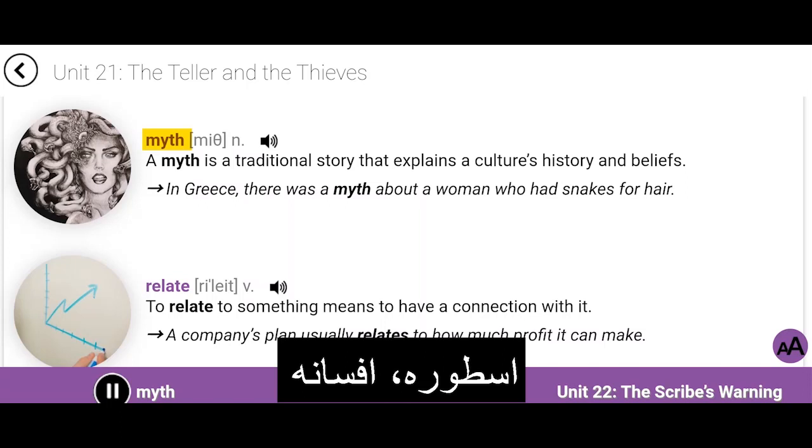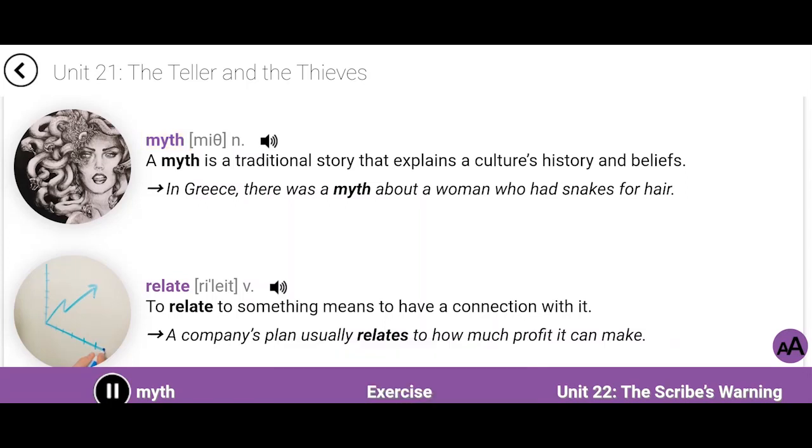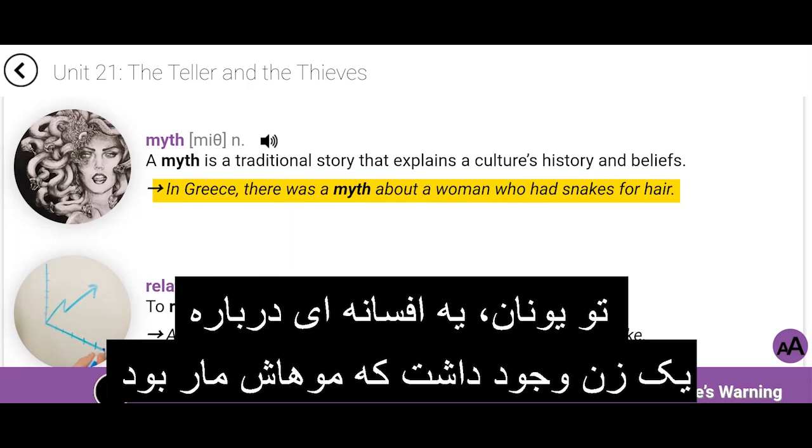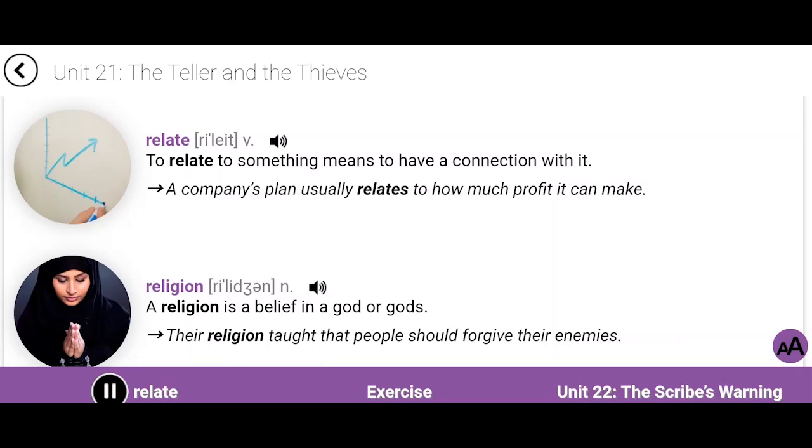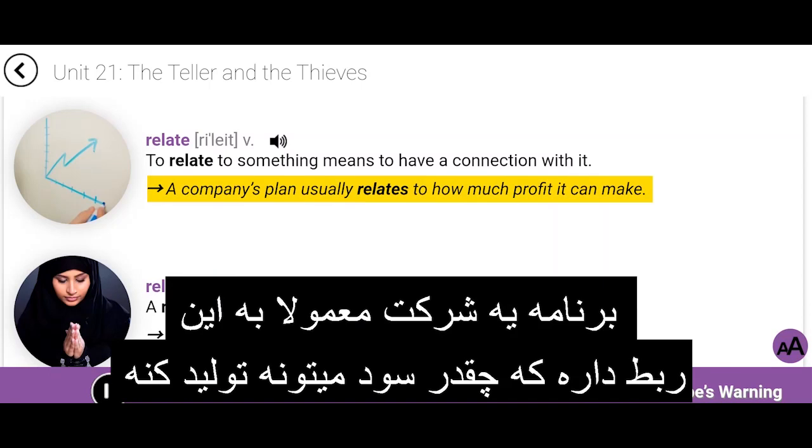Myth. A myth is a traditional story that explains a culture's history and beliefs. In Greece, there was a myth about a woman who had snakes for hair. Relate. To relate to something means to have a connection with it. A company's plan usually relates to how much profit it can make.